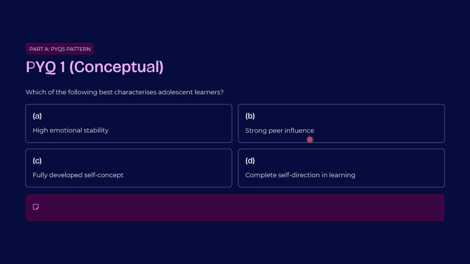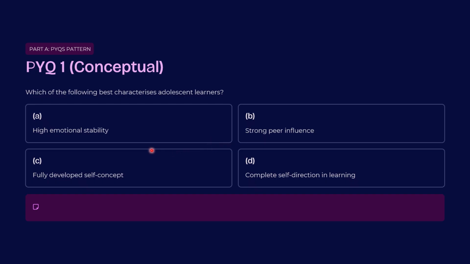During adolescence, students spend more time with their friends and classmates. They seek acceptance, approval, and recognition from their peer groups. Their behavior, dressing style, opinions, and even career choice are often influenced by their friends. Therefore, peer influence is one of the strongest characteristics of adolescent learners. So now let's analyze the other options.